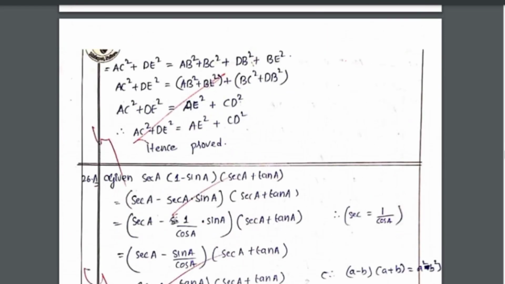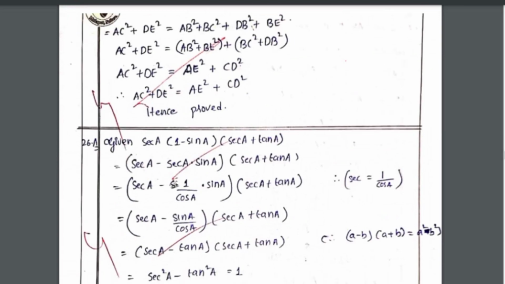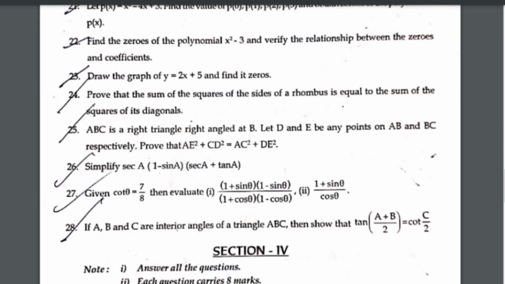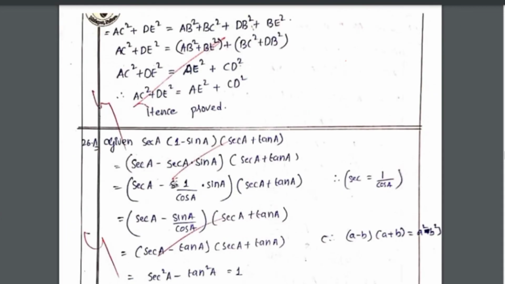So the next question, question number 26: simplify secant A into (1 minus sin A) and (secant A plus tan A). This is one of the questions from exercise 11.4, question number 7, I think. Check the answer.